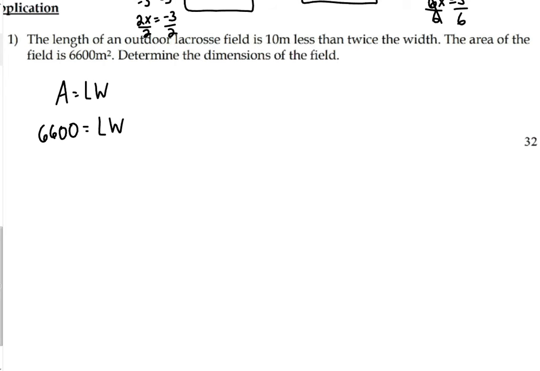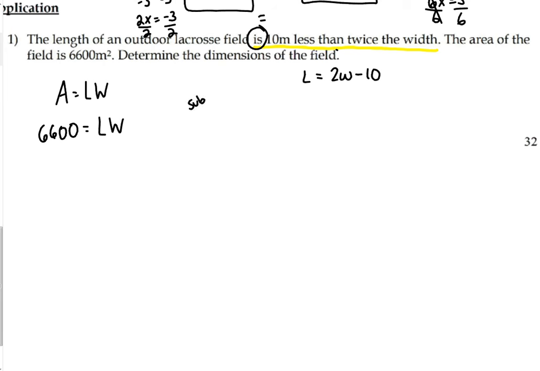The length is 10 meters less than twice the width. So is means equal. The length is 10 meters less than twice the width. How would you write that? 2w minus 10. So when you do 10 less than, it goes in the back. So it's 10 meters less than 2 times the width. Okay, where do you go from here?